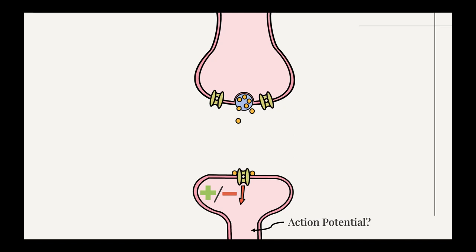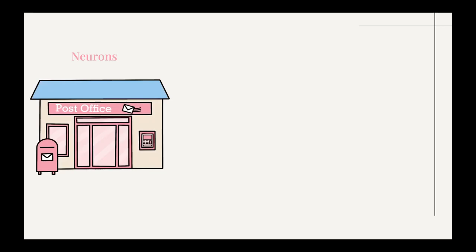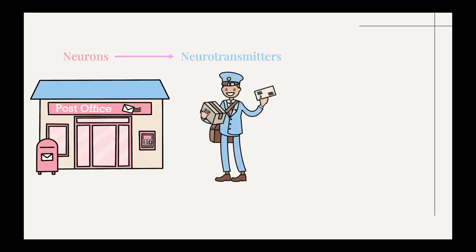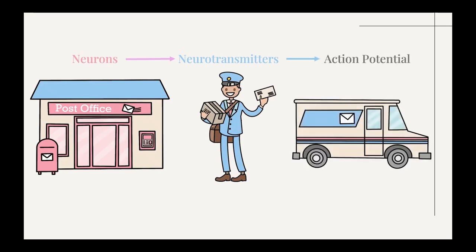We can also think of this whole process in terms of delivering mail. Our neurons are like the postal office, where mail is processed and sorted. The neurotransmitters are like the mailman that takes the mail. The action potential is loading the delivery truck. Based on how much mail is loaded, the truck may or may not leave the postal office.